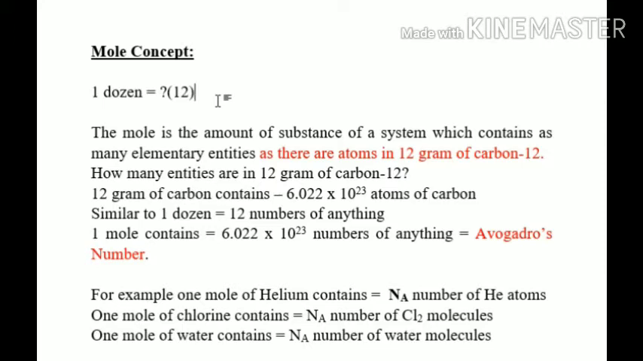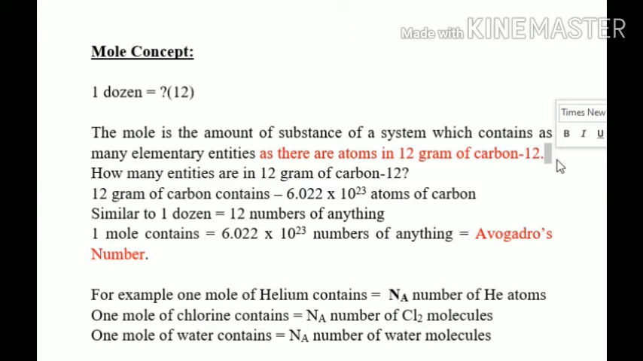Okay. So how do we define mole? Now 1 mole is the amount of substance of a system which contains as many elementary entities as there are atoms in 12 gram of carbon 12. So don't take the definition very seriously. It is an alternate way of telling that 1 mole is the amount of substance that contains as many entities equal to the Avogadro's number.